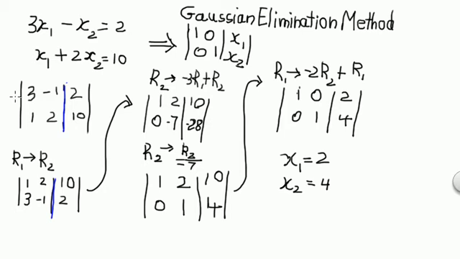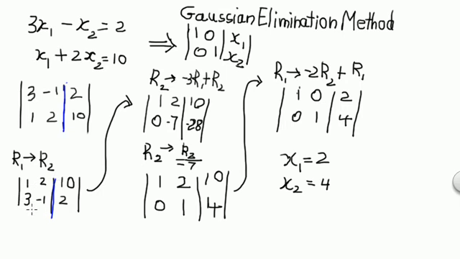I want to be able to have the first element of the first row, first column, be equal to 1. So I can easily do that by switching the second row with the first row. So that's exactly what I've done in this step. I've just taken the second row and replaced it with the first row.